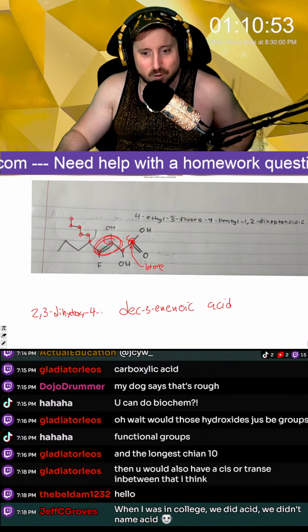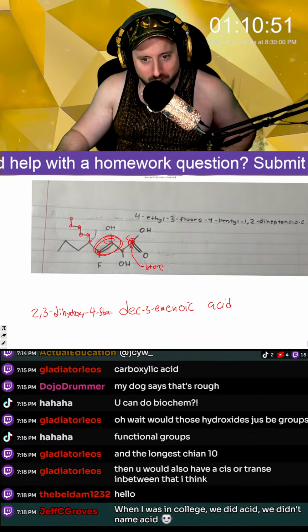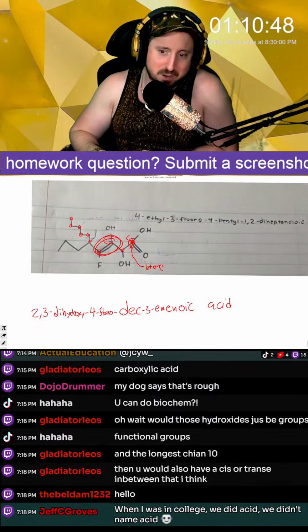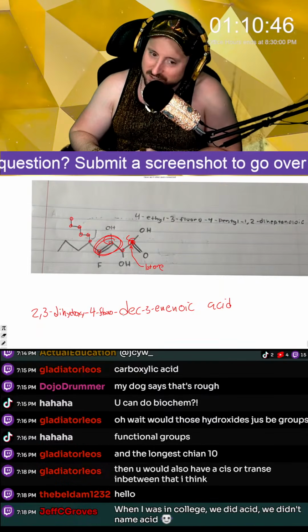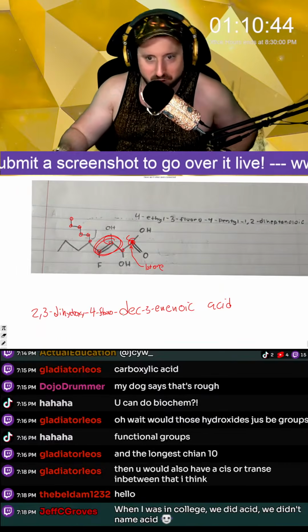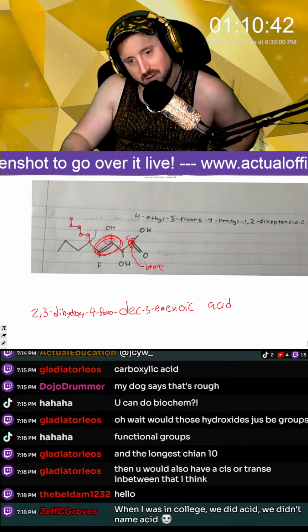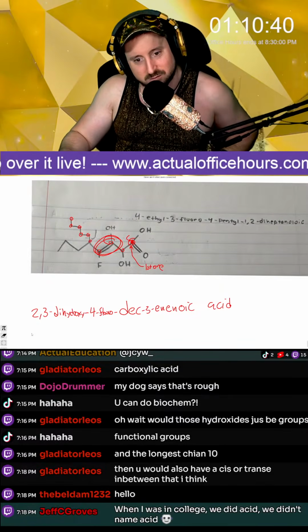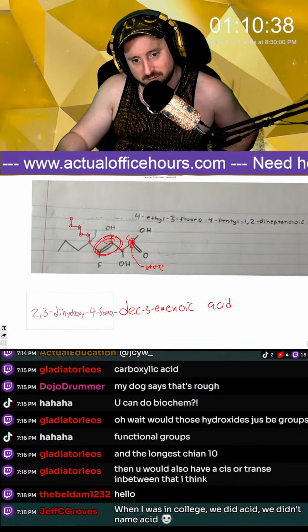Okay. 4 fluoro dec 3 enoic acid. I think that's what this is. Oh, wait. But then there's also a fucking... This group. Sorry. Sorry. We gotta do more.